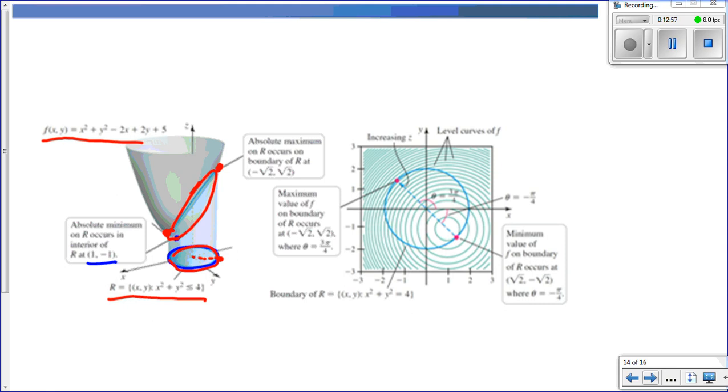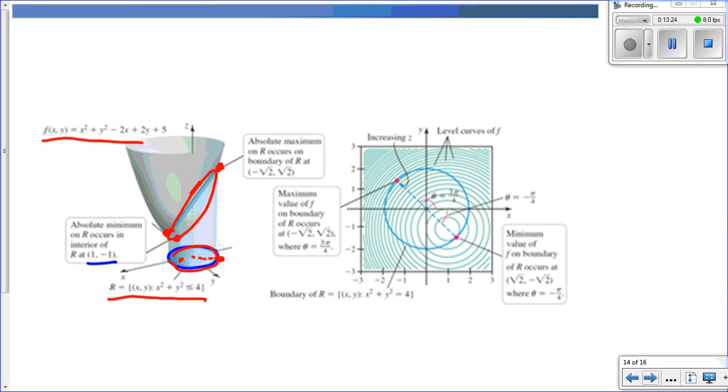So you can see it's a little bit higher than that very lowest point, which occurred at a point inside of the circle. So the local minimum occurred at 1, negative 1, and that really was the absolute minimum as well. And then the absolute maximum occurred on the border, and that was at the point negative square root of 2, comma square root of 2. Now let me show you another way to look at this, and this is what we're going to get into in the next section.